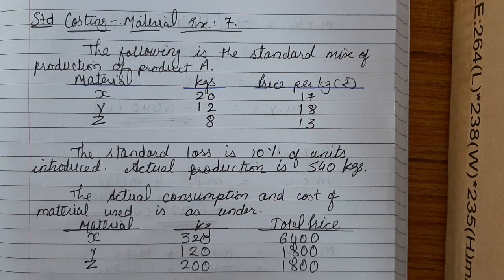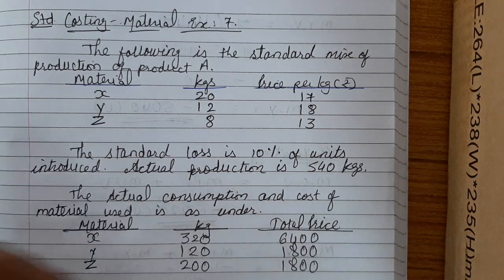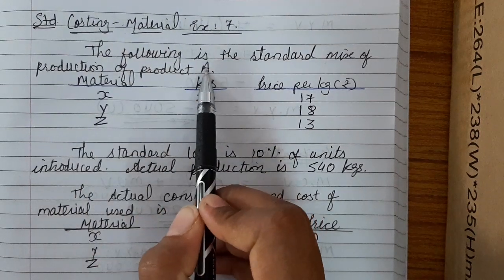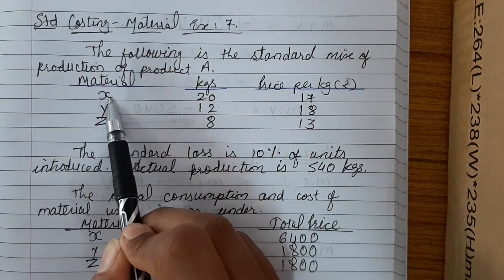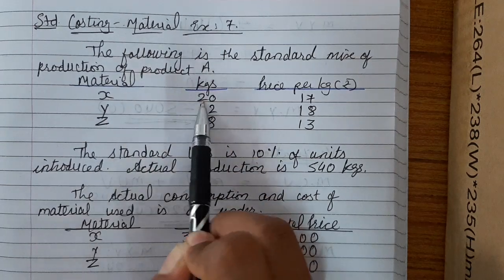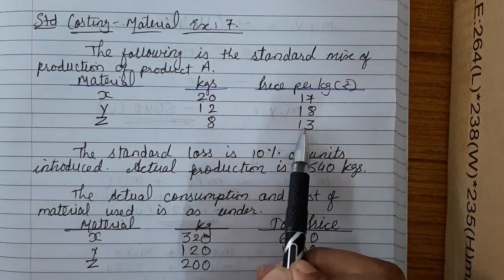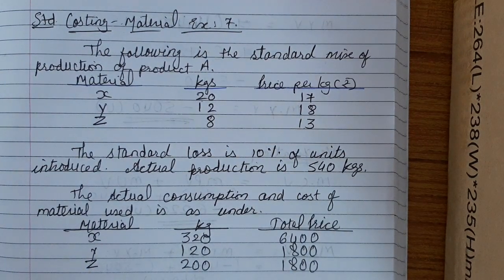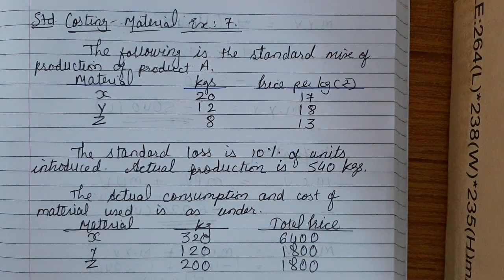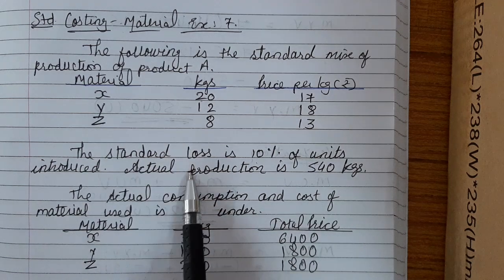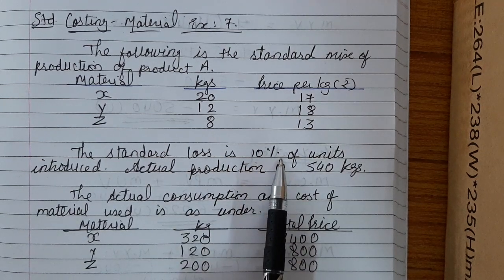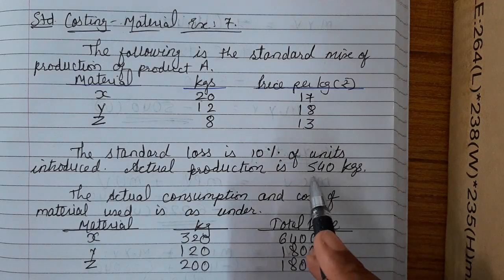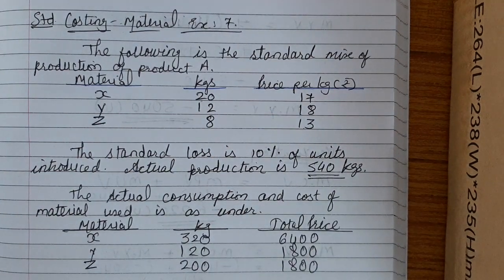So, starting with the question, the following is the standard mix of production of product A. Three materials are used, X, Y and Z, 20 kilograms, 12 and 8, and price per kilogram is given. It means for the production of product A, there are 3 types of material used, X, Y and Z. X is used by 20 kilograms, Y 12 kilograms and Z 8 kilograms. The standard loss is 10% of units introduced and the actual production is 540 kilograms.